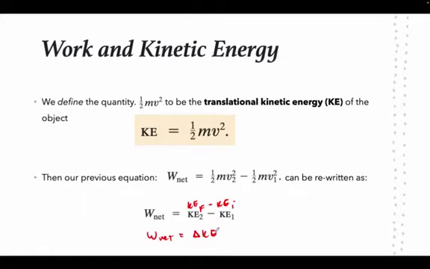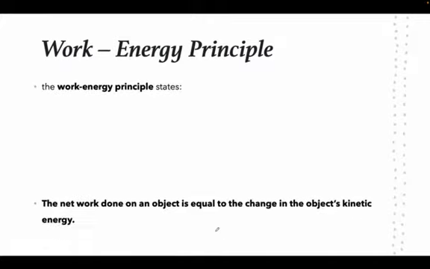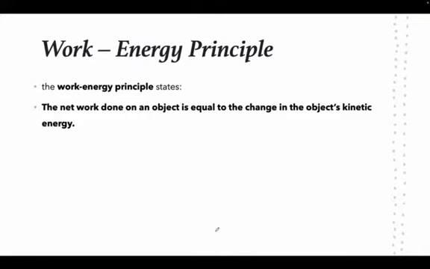Which brings us to something very, very important. And that something is the work energy principle. The work energy principle states that the net work done on an object is equal to the change in the object's kinetic energy. So, by doing work on an object, we change the kinetic energy of that object. If the kinetic energy increases, then the work done is positive. If the kinetic energy decreases, then the net work done is negative.